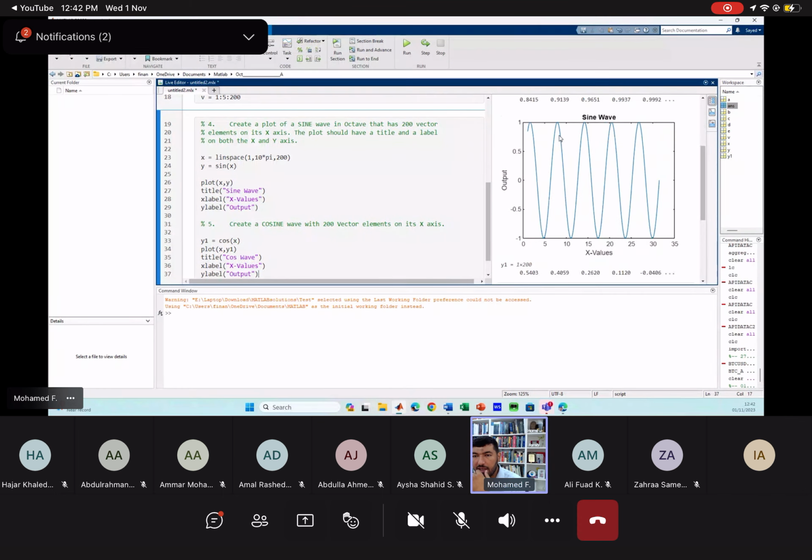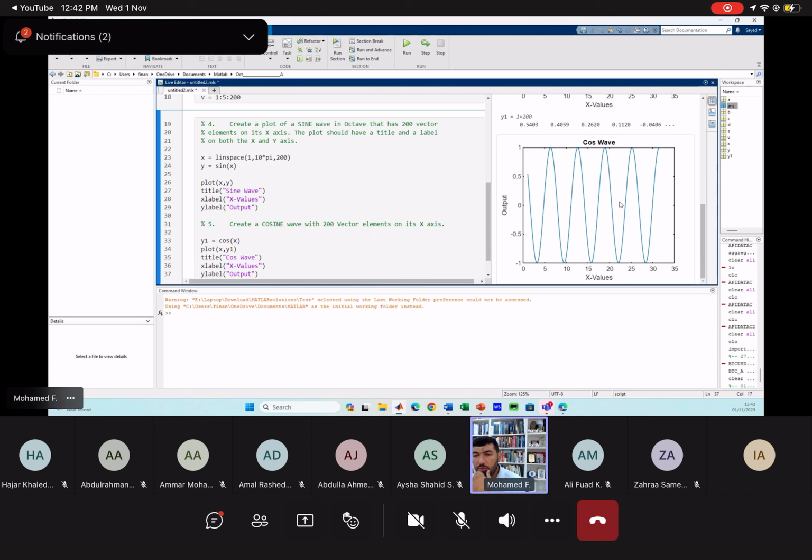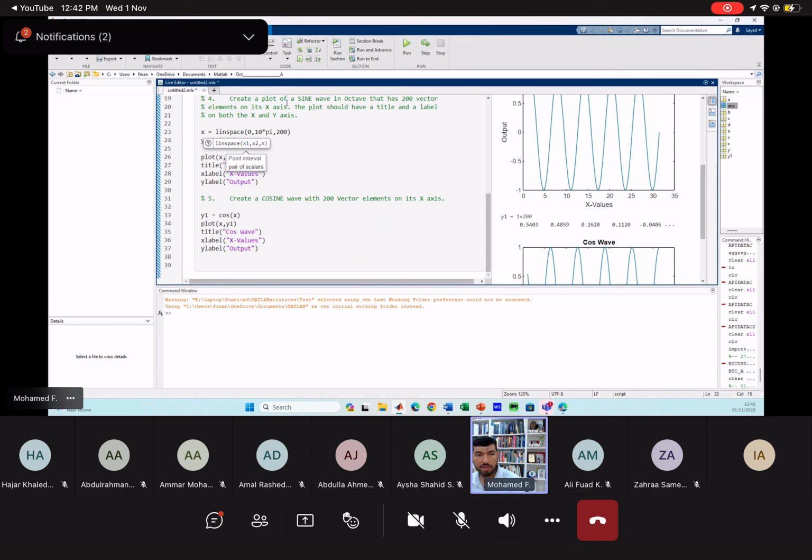So we can see the above sine wave looks like this, and the other one looks like that. Let me start from 0. It's better. So we can start from the starting point.